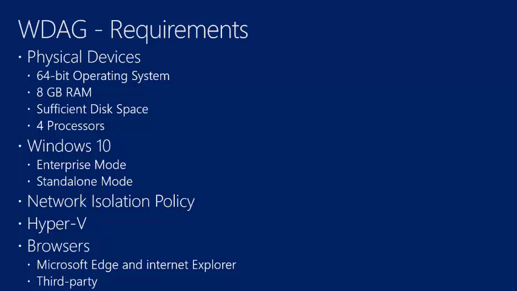Windows 10. So again, Windows 10 is the operating system where this is built in. There are 2 modes of operation. There's standalone mode, there's enterprise mode. We will focus on enterprise mode, but we will see standalone. There is a concept called network isolation policy. So network isolation policy is the place where you define what is your trusted environment, and what is not in the list of trusted will then by default be untrusted.